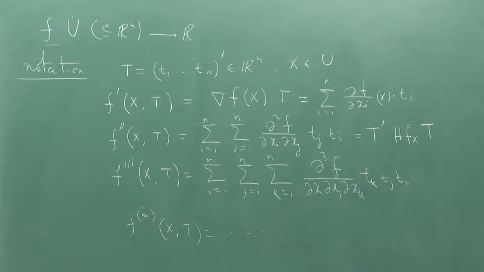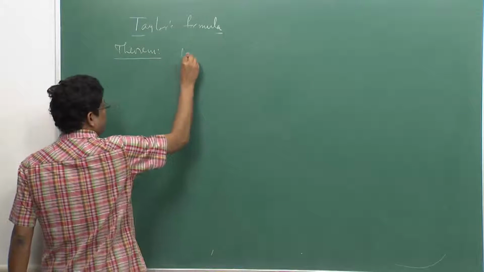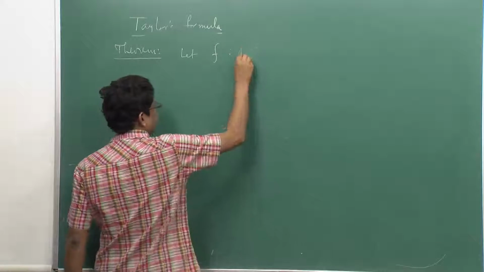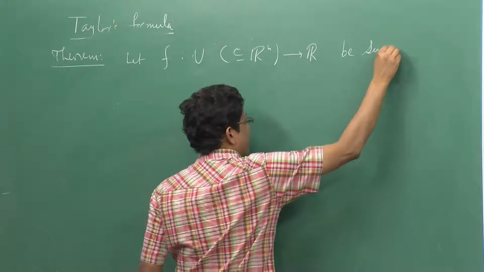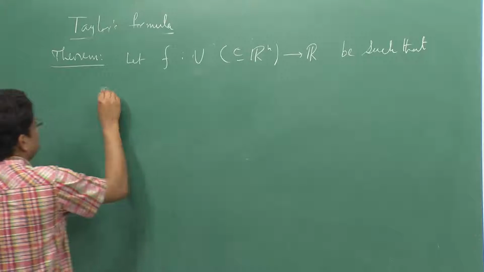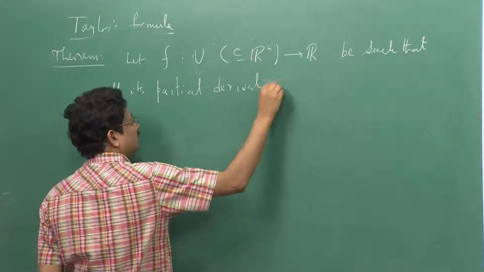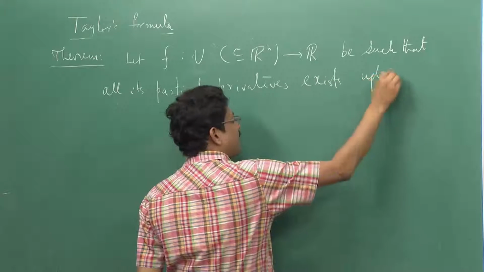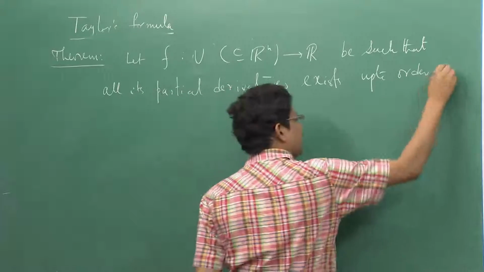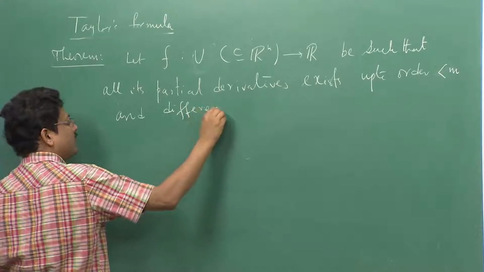Now, with this I can state Taylor's formula for several variables, which will of course match. So, I write this Taylor's formula in this notation. Okay. Here is a theorem. Let f from an open set U in Rn to R be such that all its partial derivatives exist up to order m, up to order less than m, and are differentiable. So, partial derivatives up to order m exist and they are also differentiable.